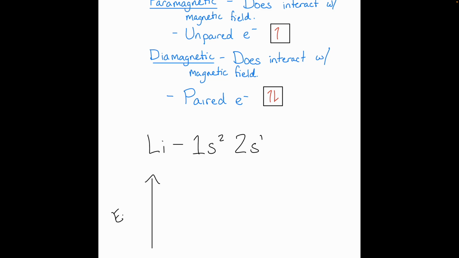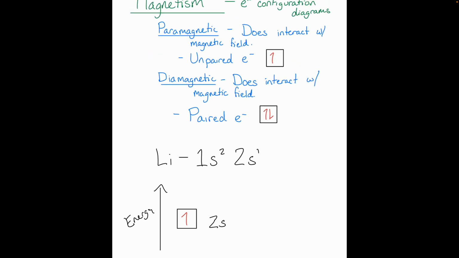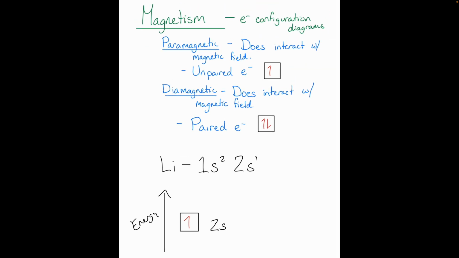We'll put energy here. We'll make our little box for our 2s. And how many electrons am I going to put in it? Just one. So then would lithium be diamagnetic or paramagnetic? Para. So it would interact with that magnetic field. It's got unpaired electrons. Okay? So again, when you see these buzzwords, you want to start thinking, I need to know the electron configuration diagram for whatever it is that I'm talking about here, right? That's how we answer those questions.